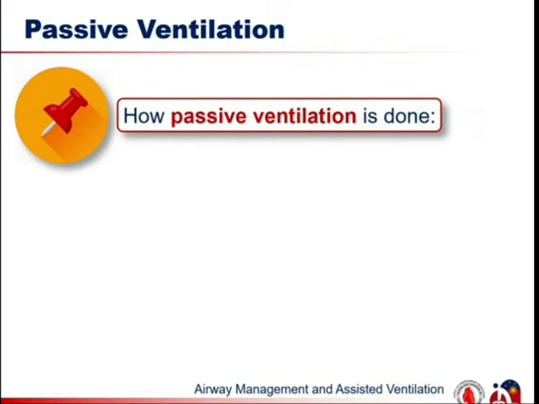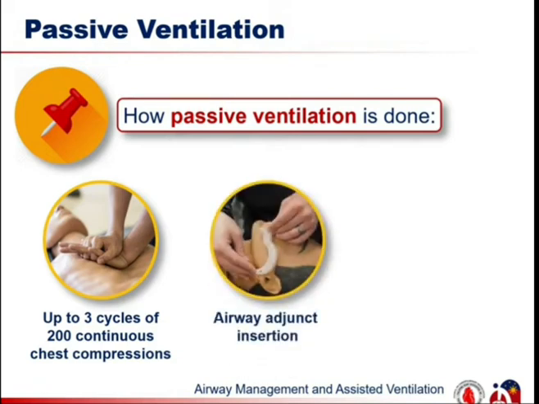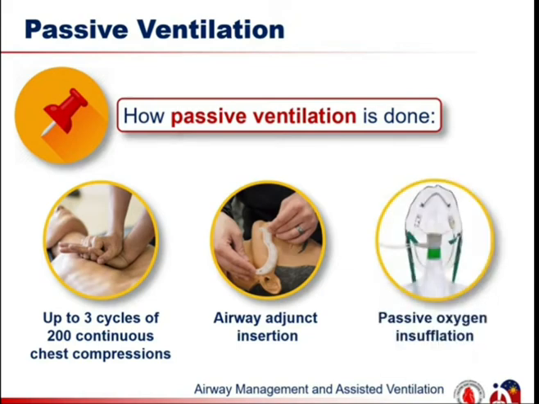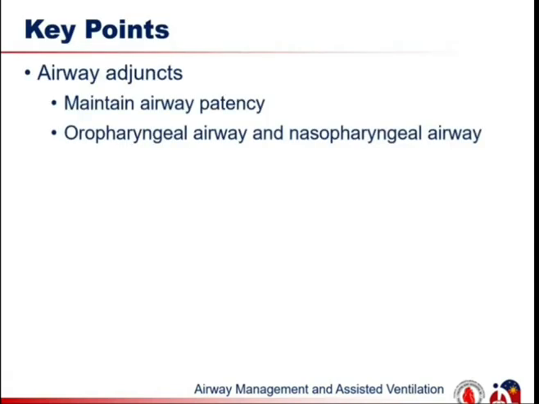In those studies, passive ventilation was done as follows. Positive pressure ventilation was delayed for up to 3 cycles of 200 continuous chest compressions. Airway adjuncts like oropharyngeal airways were employed, and supplemental oxygen was delivered via passive insufflation such as through a non-rebreather mask.